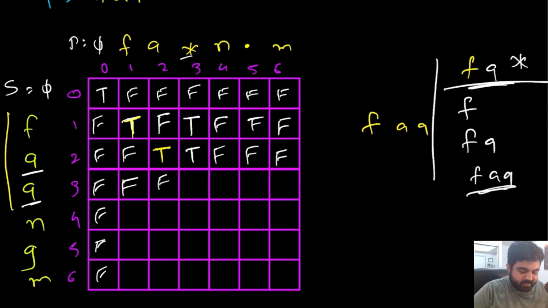Mind blown. Yes, this is the most important point for this problem, that whenever there is a star present, we will have to check three different values. Whenever there is a star present, we check whether the value before the preceding value is true, then we can mark this as true. If there is a star present, we check whether the value before this is true, then also we can mark it true. And if there is a star present, we check whether the value above it is true, then also we can mark it as true.